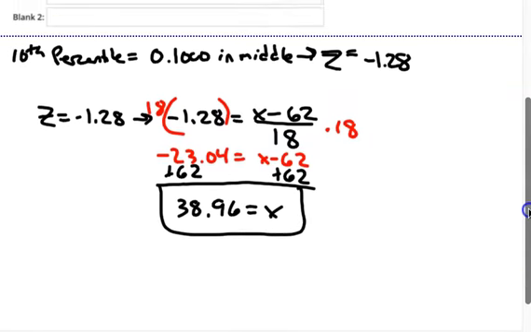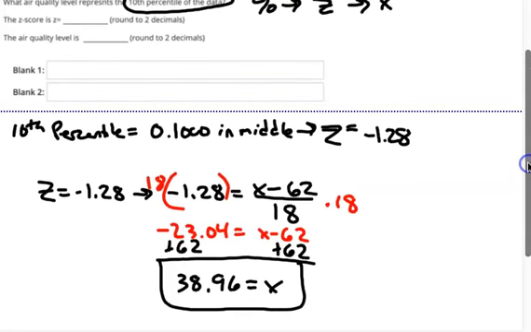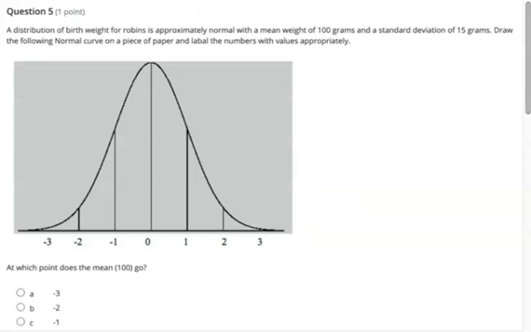Okay, so back to the question. The z-score, what you would type in here, negative 1.28. And then here, rounded to two decimals, we have 38.96. And air quality of that is in the bottom 10% of all air quality scores. Okay, rest of the ones are a little bit different.